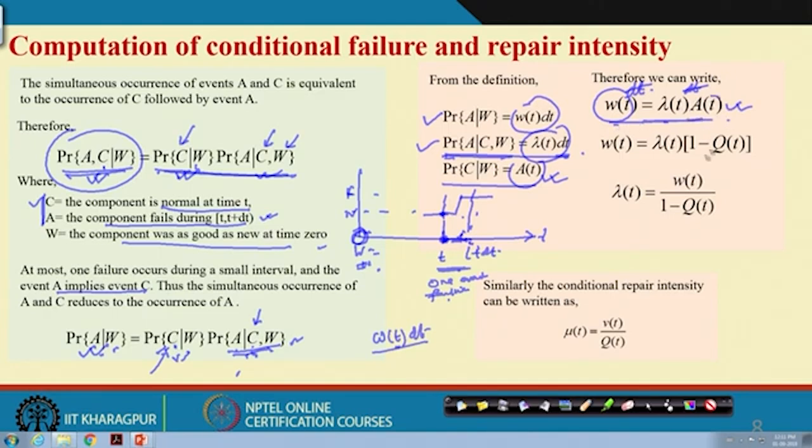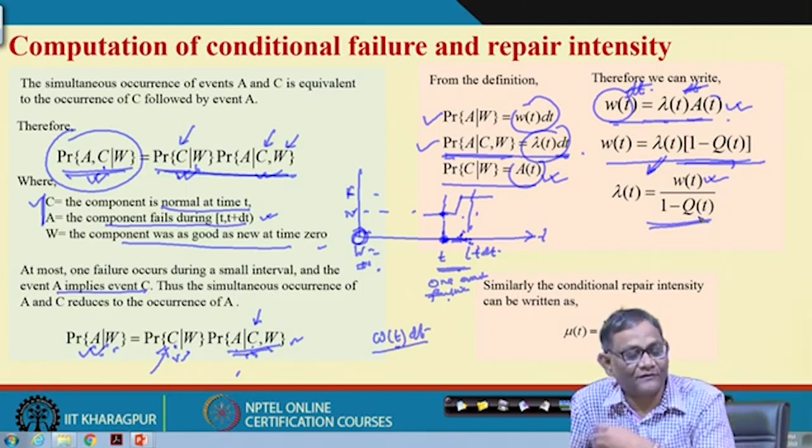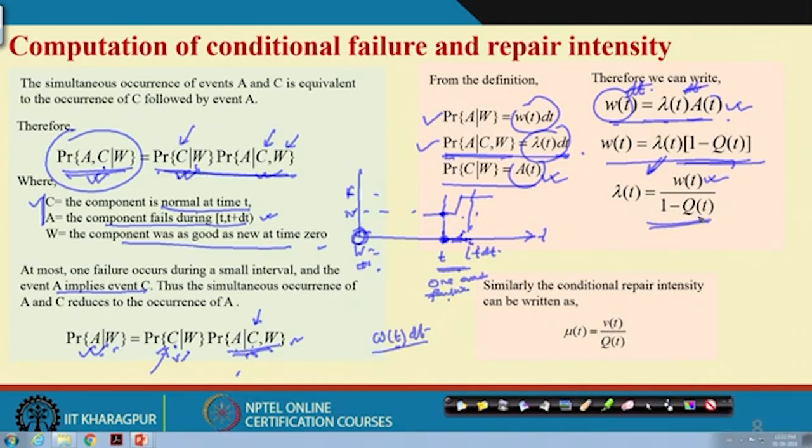As you know, availability is 1 minus unavailability, so you can write it like this, and from this equation you can write lambda(t) equal to the unconditional failure intensity divided by availability. So now you understand that if you know the failure density and repair density, you can calculate the unconditional failure intensity and unconditional repair intensity. Once you know the unconditional failure and repair intensity and availability, using the conditional probability theorem you can find the conditional failure intensity and conditional repair intensity. We have discussed only conditional failure intensity here, using the conditional probability theorem. You also need to derive the repair part.